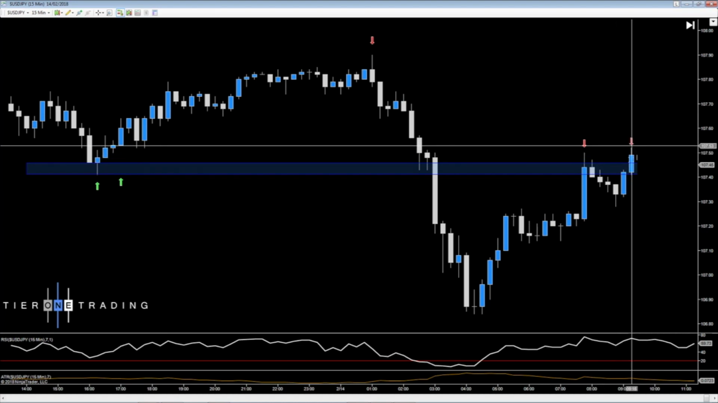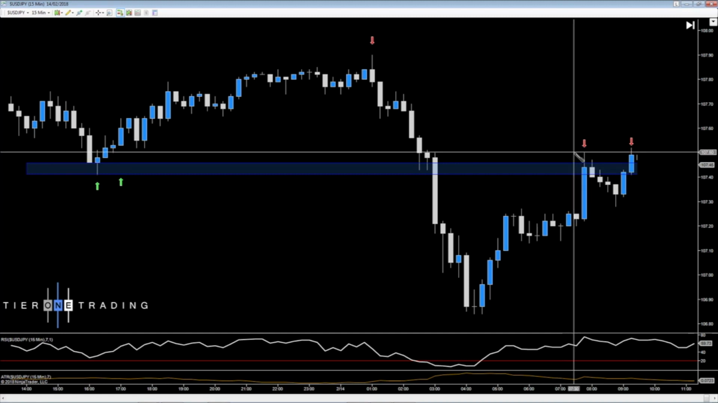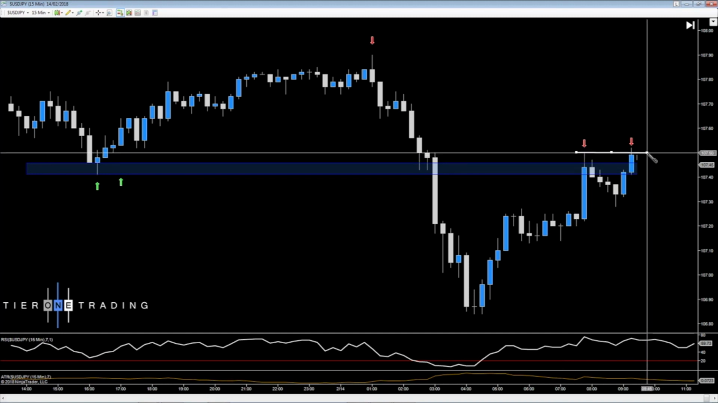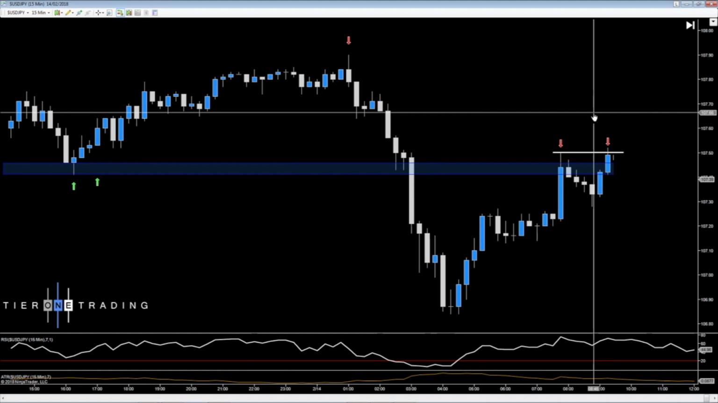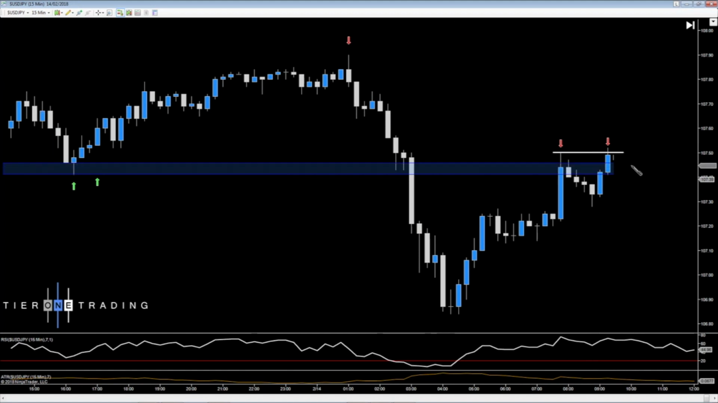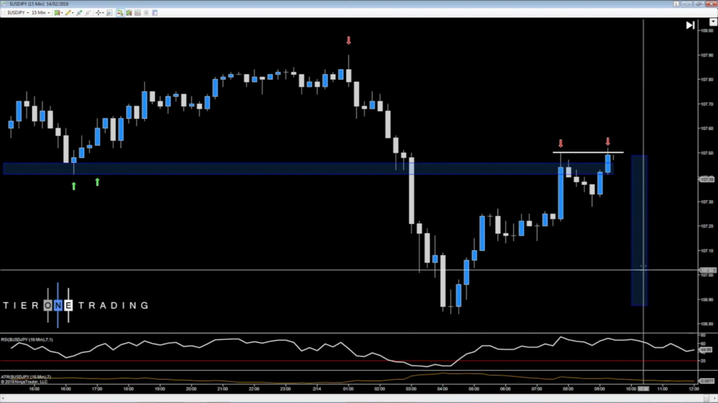We didn't violate the previous high. You can see here, okay, so here's the high of the initial test. Here's the second test in that zone. So we can enter next bar market here. And what we'll be looking for is a test of the lows for targets.